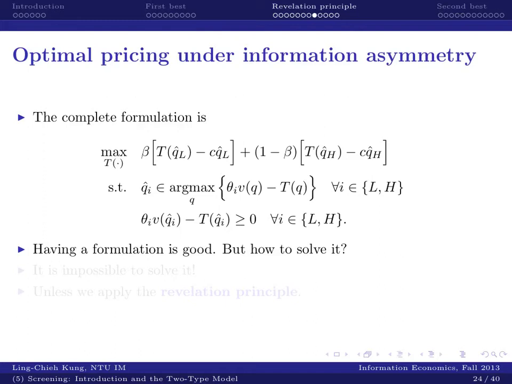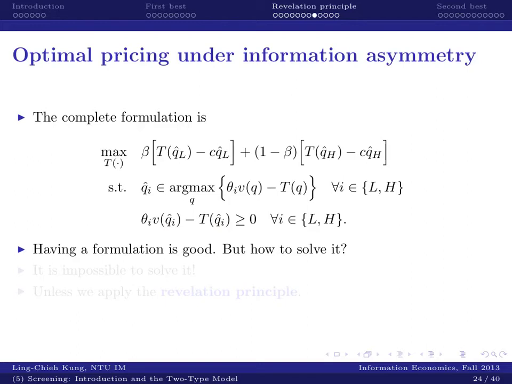So if we ignore what I just mentioned, the complete formulation is like this. I am deciding a function to maximize my expected profit, subject to the incentive compatibility constraint, each consumer will do whatever they like, and I need to make sure at the optimal situation they can earn some money. Okay, this is my complete formulation.